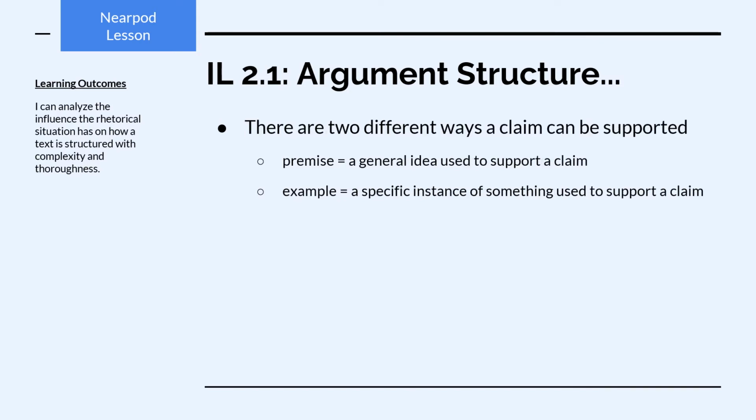So let's look now at some key terms that you need to be able to know in order to talk about argument structure. There are two different ways that a claim can be supported. Either through a premise, which is just a general idea stated as a truth that is used to support the claim, or through an example, which is a specific instance of something used to support a claim.